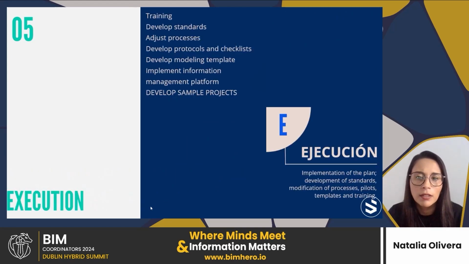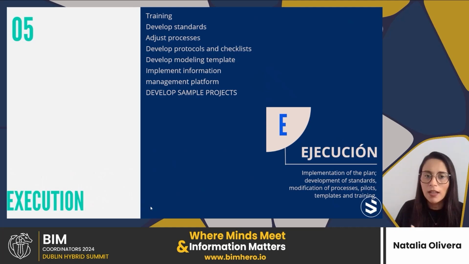The third part is the execution. Once the plan is developed, the next step is the execution. So this includes creating the templates, manuals, standards, protocols, and running the pilot projects. These tools are crucial for implementing the proposed improvements.